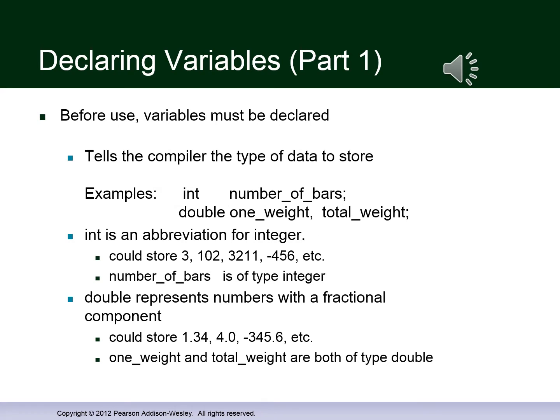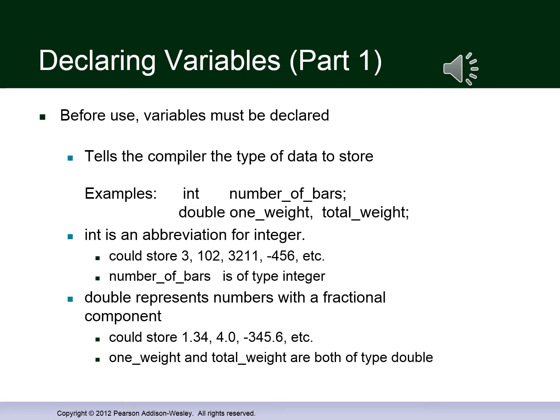Before a variable can be used in a program, for example, before you use that cin number of bars to load the input from the keyboard into the variable to store the number of bars, the variable must be declared. And this declaration statement, which you saw at the beginning, int number of bars, tells the computer the type of data to store in the variable. And here's the example I just mentioned. Int number of bars is a variable that will store only integer numbers.